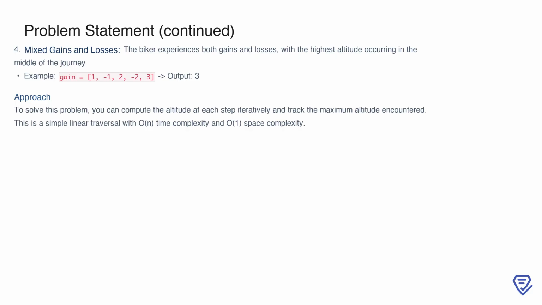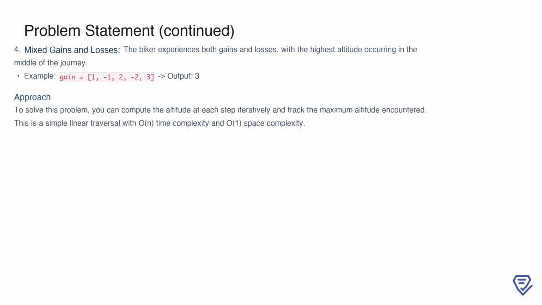Now, let's consider some edge cases to ensure our solution is robust. If the gain array contains only one element, such as gain equals [5], the output is simply 5, as that's the only altitude change. For cases where all the values in gain are negative, like gain equals [-1, -2, -3], the biker only loses altitude, so the highest altitude remains 0, which is the starting point. On the other hand, if all the values are positive, such as gain equals [1, 2, 3], the altitude increases at each step, and the output would be the cumulative sum, which is 6. In scenarios with mixed gains and losses, like gain equals [1, -1, 2, -2, 3], the altitude fluctuates up and down, but the highest point is 3.